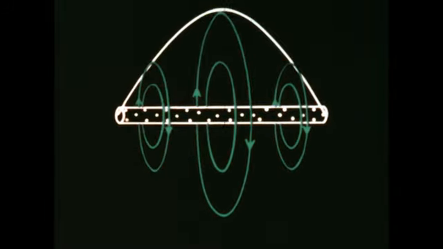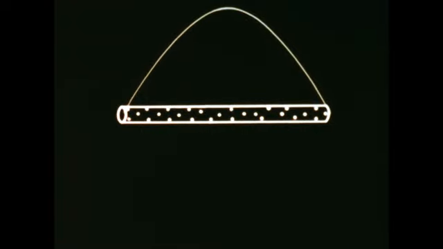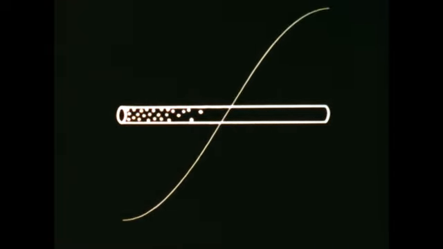This current standing wave is 90 degrees out of phase with the voltage standing wave. At this instant, the antenna has a positive voltage at this end and a negative voltage at this end. When the voltage builds in the opposite direction, the polarity reverses.